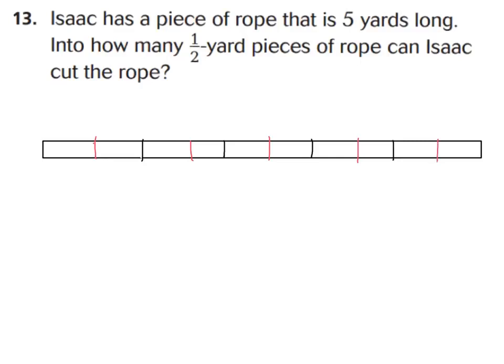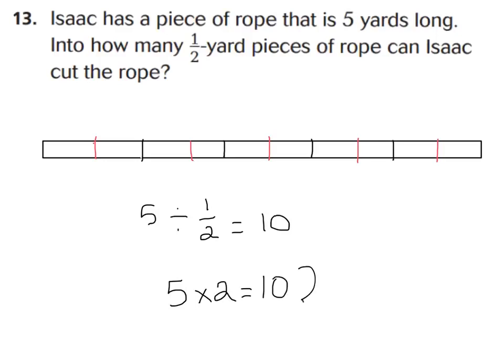Now that I cut each one of my 5 yard pieces into half, you can see how many pieces of rope we have. I have 1, 2, 3, 4, 5, 6, 7, 8, 9, 10. Now my division problem is 5 divided by 1/2 equals, we'll have 10 parts. Now here's my related multiplication sentence. 5 yards, we're cutting each one into 2 parts because we're cutting it in half. You're going to have 10 half-yard pieces of rope.